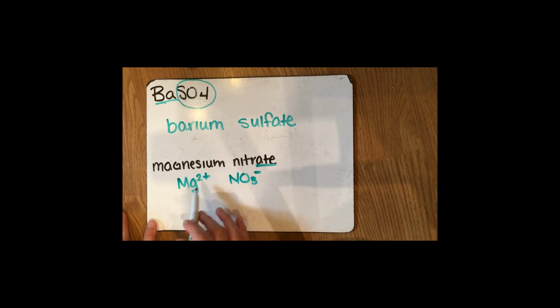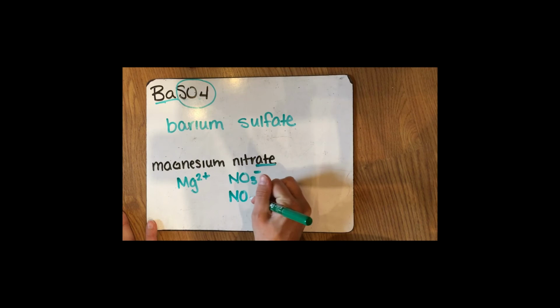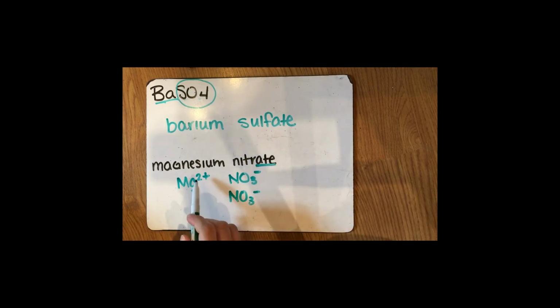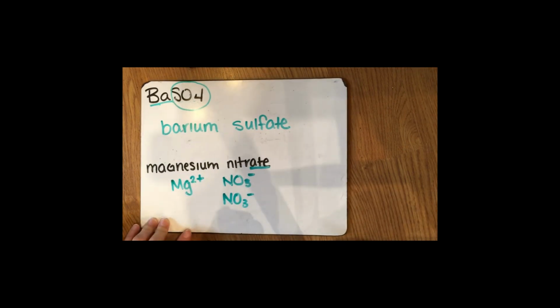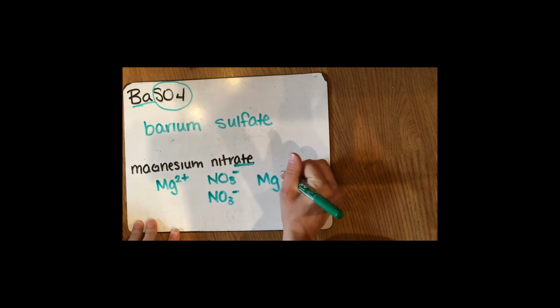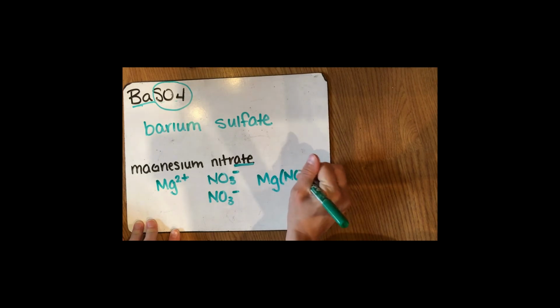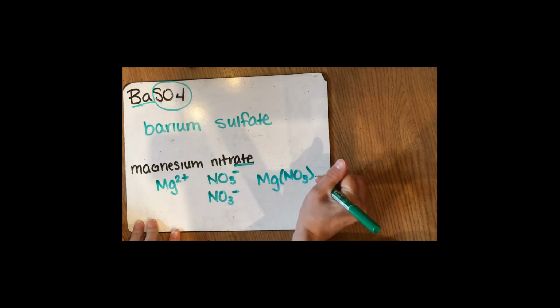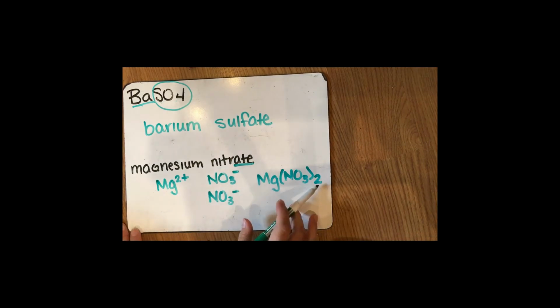Okay, so we look at our charges, we see that we have more positives than negatives, so I can add another nitrate. Now I have 2 positives and 2 negatives, so I can go ahead and write my formula. And in this case, I'm going to put this polyatomic ion in parentheses because there's more than one of them. If I didn't put that parentheses there, it would be very misleading as to what that 2 means. And so that needs to happen in order for it to be clear.